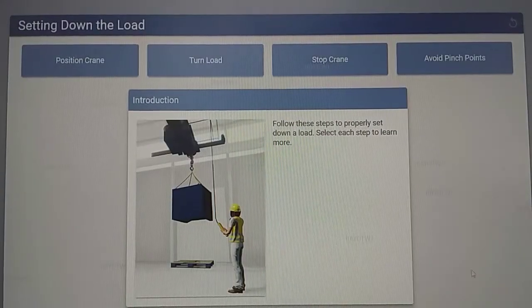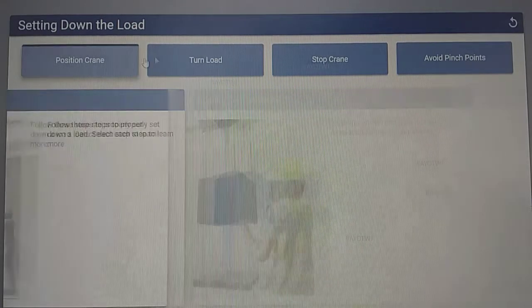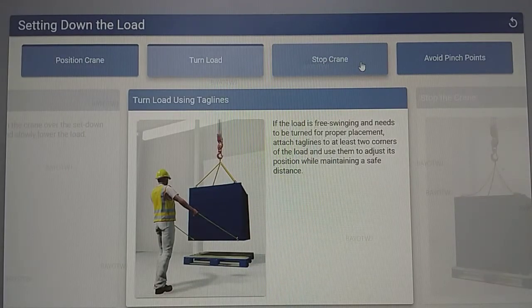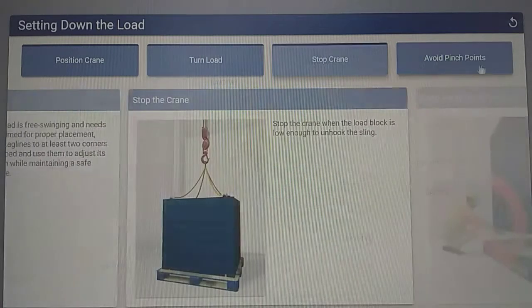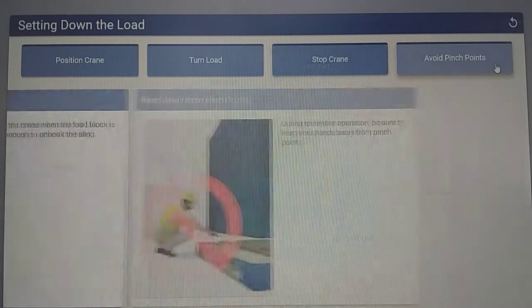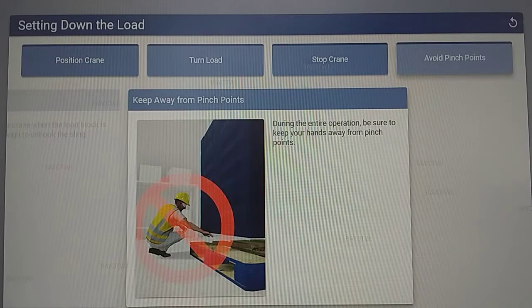Follow these steps to properly set down a load. Select each step to learn more. Position the crane over the set down point and slowly lower the load. If the load is free swinging and needs to be turned for proper placement, attach tag lines to at least two corners of the load and use them to adjust its position while maintaining a safe distance. Stop the crane when the load block is low enough to unhook the sling. During the entire operation, be sure to keep your hands away from pinch points.